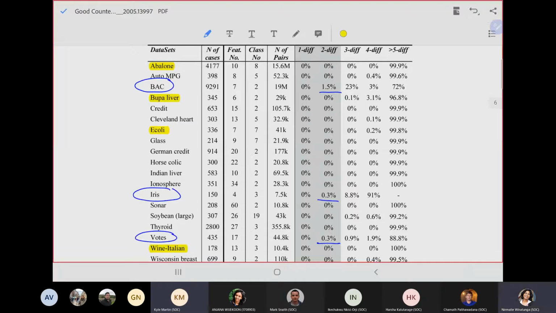So I think, Kyle, you made a good point about the redundancy of features. I think that's an issue they have not addressed. I think that's quite important because if there are features that are redundant, then it becomes harder to achieve this hard constraint of two difference. So yeah, that's a very useful point.